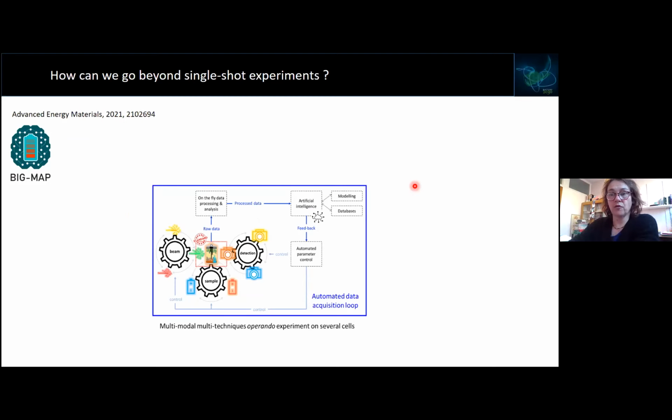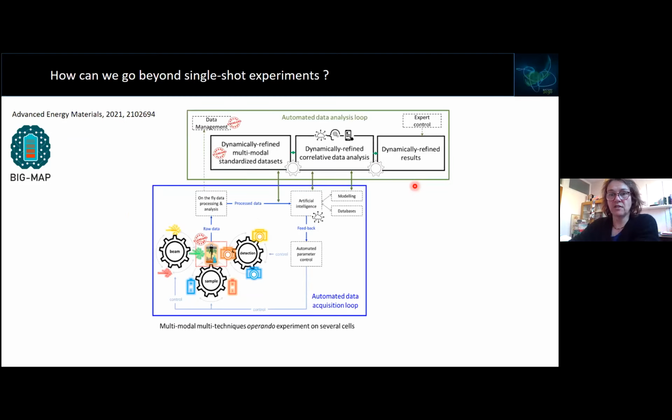And of course, we need to make it efficient, an automated data analysis loop. And this would build new facilities where we need to have dynamically refined multimodal standardized data sets. We need to dynamically refine the correlative data analysis, which is extremely challenging, and to get the results in a much faster and more efficient way.